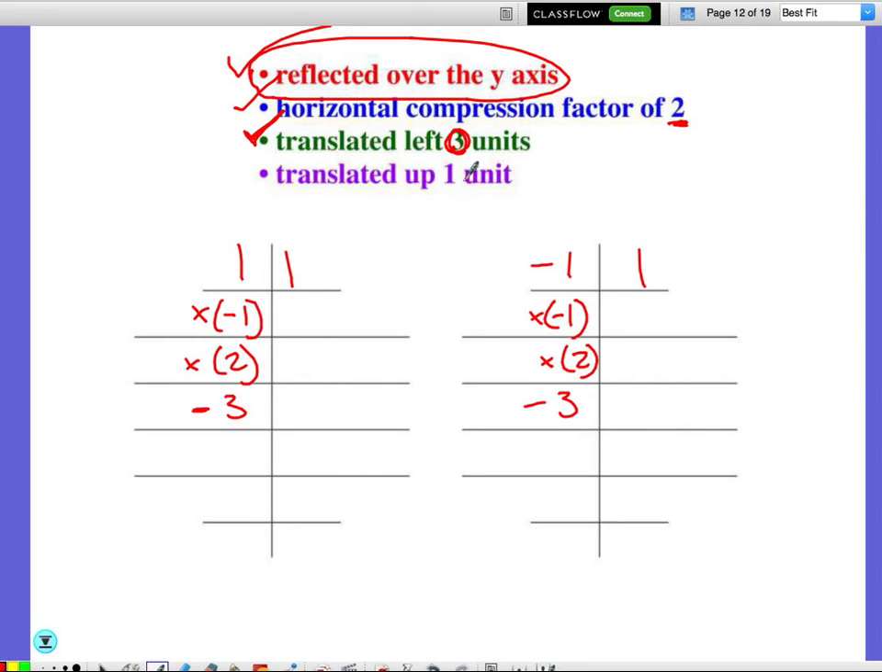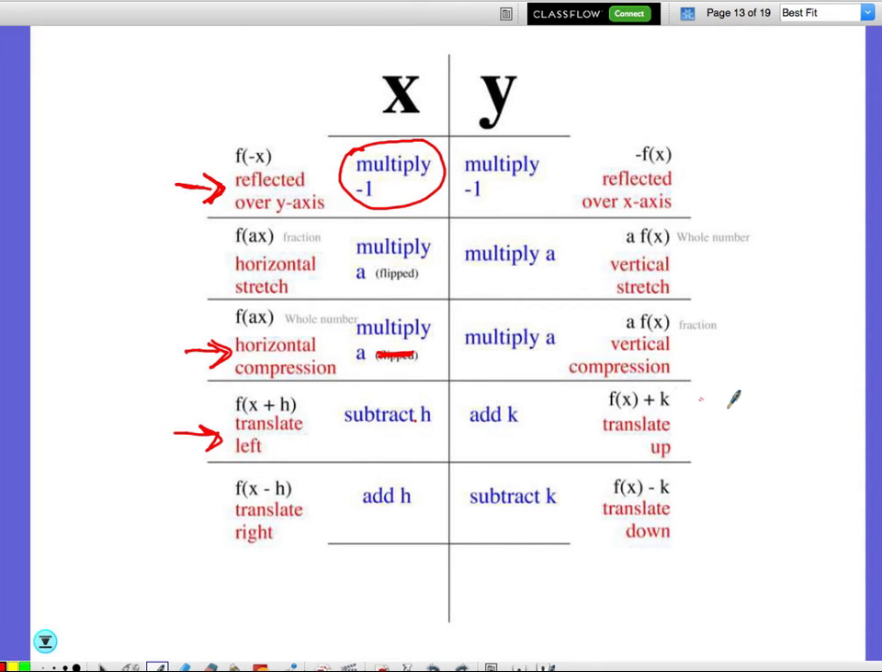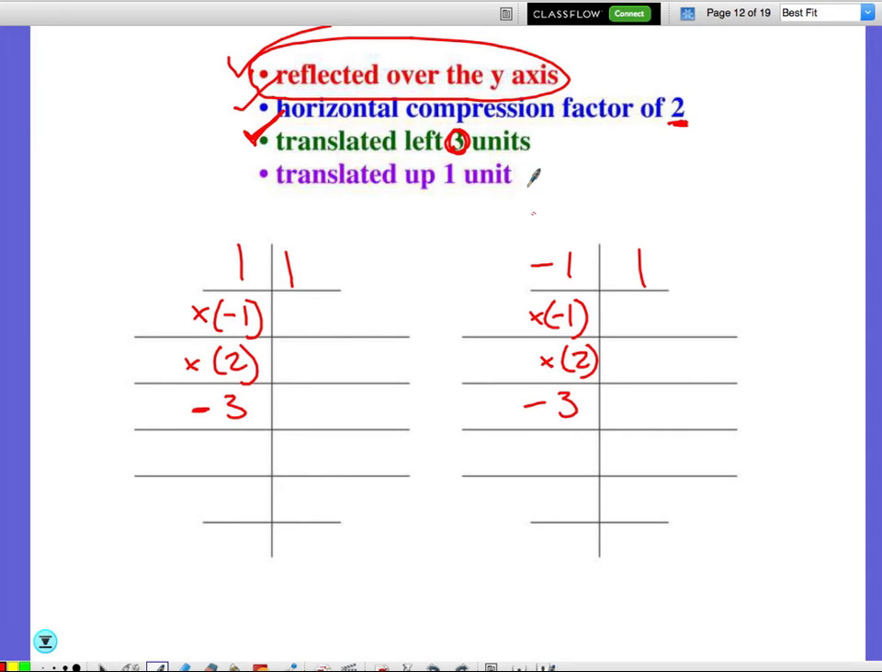It says to translate up 1 unit. So looking at my chart, translate up is under the y coordinate side, and here it says to add k. And so k is what we're translating by. So here we're adding 1 this time. So adding 1 on the y coordinate side. So we went over all of our transformations. Now we can go ahead and begin to calculate.